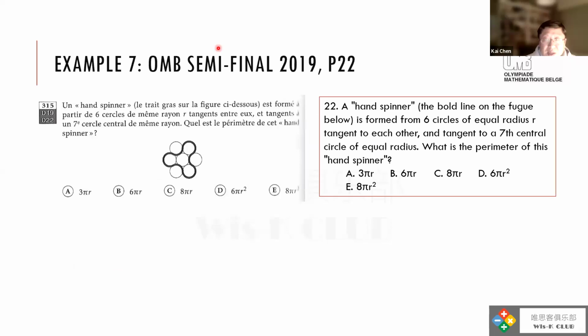Number 7, that is an interesting one to me. A hand spinner. So you see in the figure there are 7 circles with the same radius, r. And it's asking to find the perimeter of this shape with bold lines, like a hand spinner. So what is the perimeter of this shape? You see that all of these are curves.